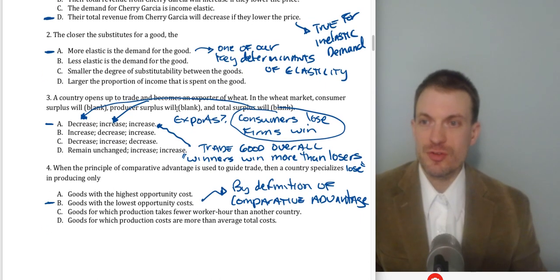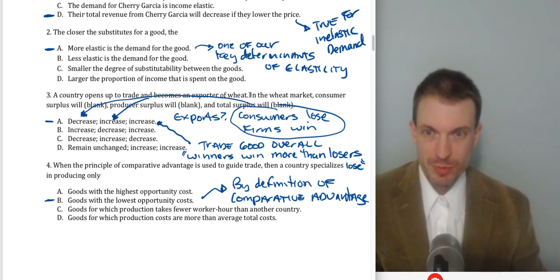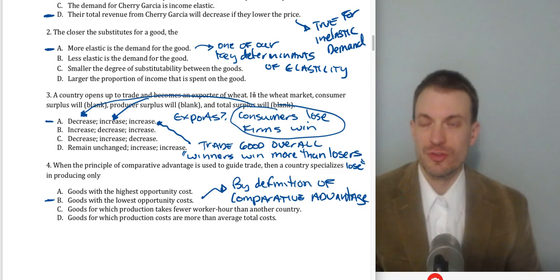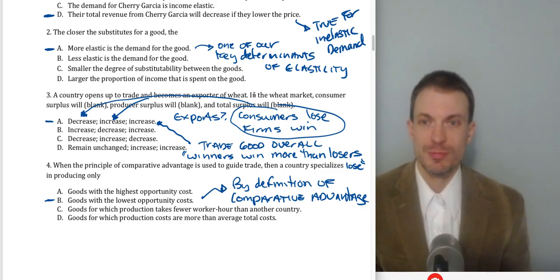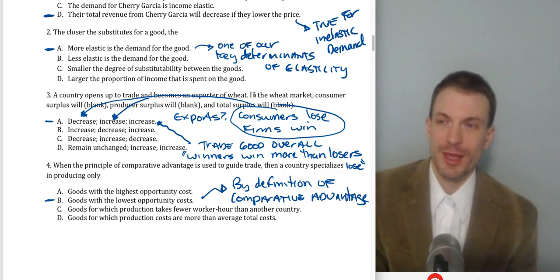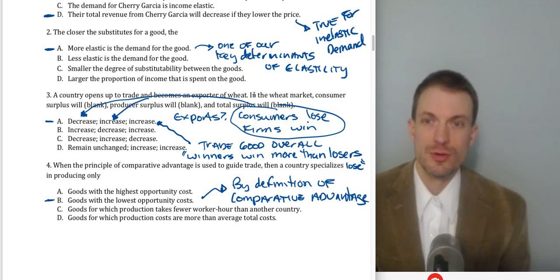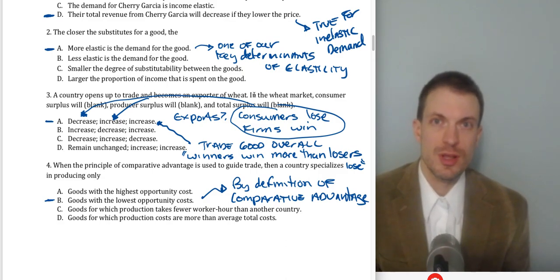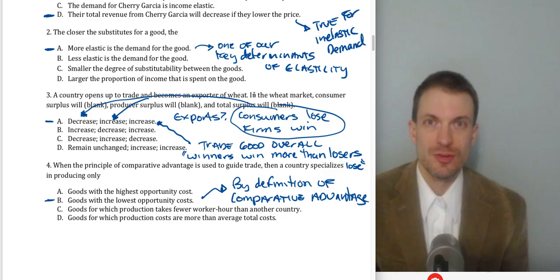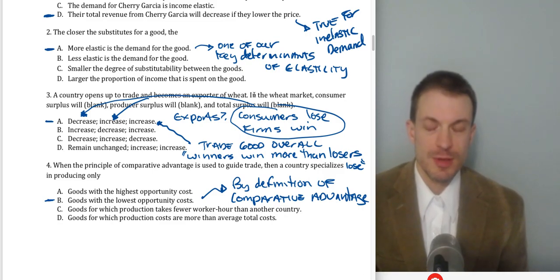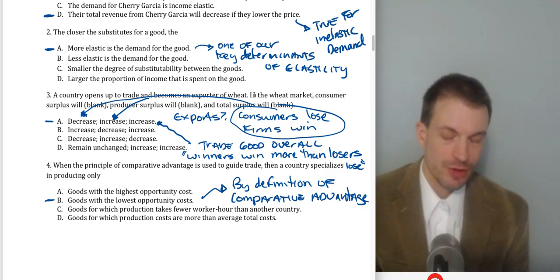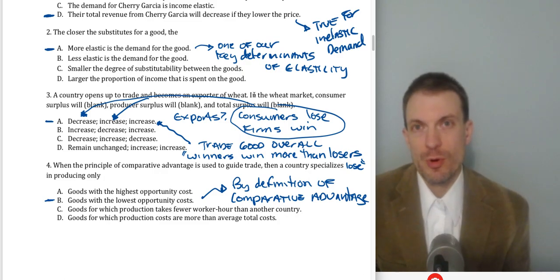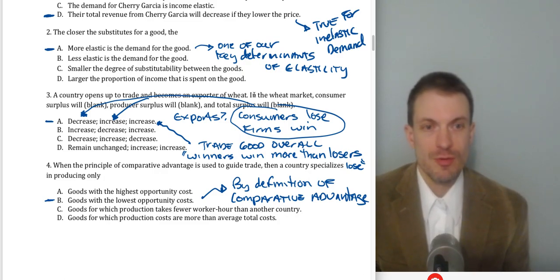Number 3, if a country opens up to trade and becomes an exporter of wheat, in the wheat market, consumer surplus will blank, producer surplus will blank, and total surplus will blank. Okay, so if we export wheat, it must be the case that that country has a comparative advantage in wheat. And so their producers are able to produce at a lower opportunity cost than the rest of the world. By exporting, they're going to find additional buyers standing ready to purchase their wheat.